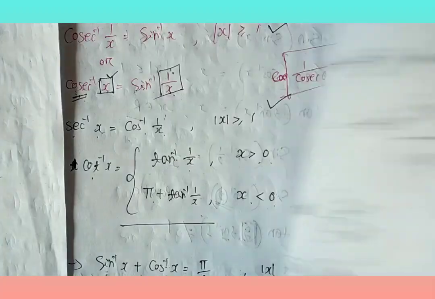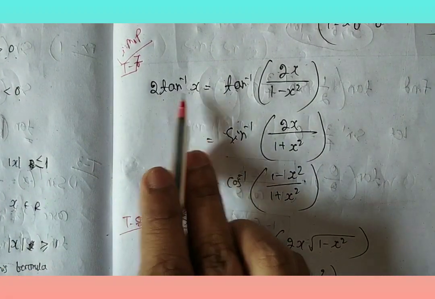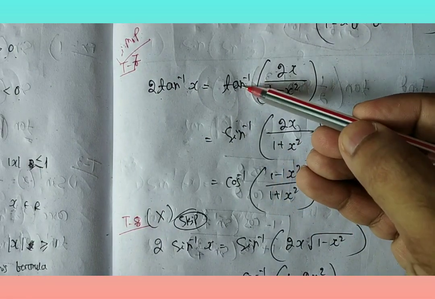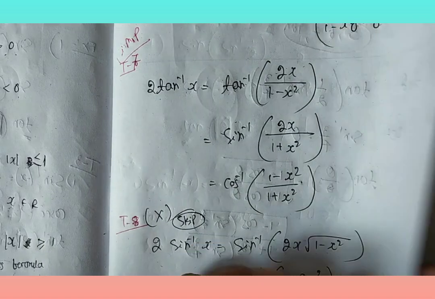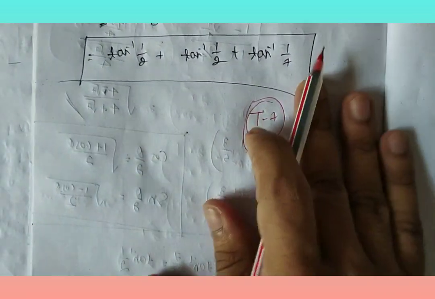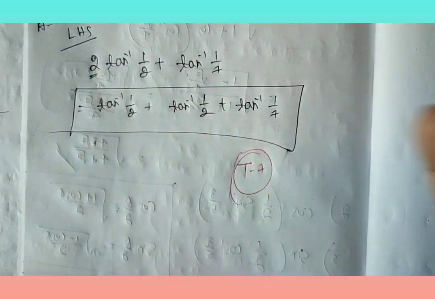Type 7 formula, this is type 7. We have to convert 2 tan inverse x in terms of tan inverse, or we can convert to sin inverse, or we can convert to cos inverse. And here the second term is tan inverse, so we have to convert into tan inverse.